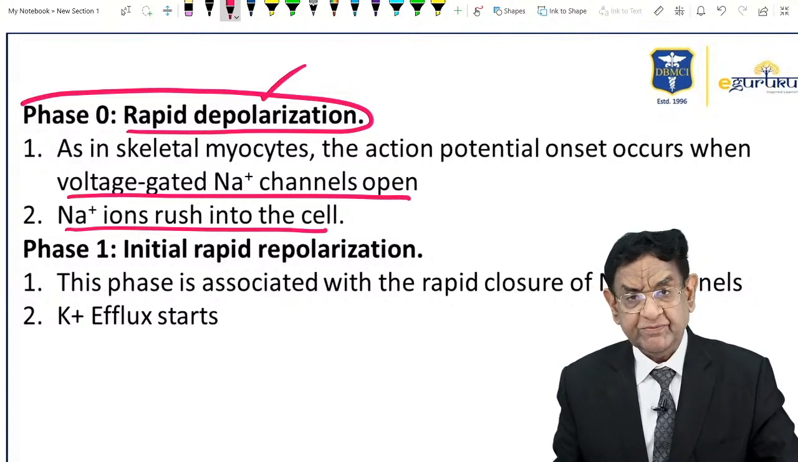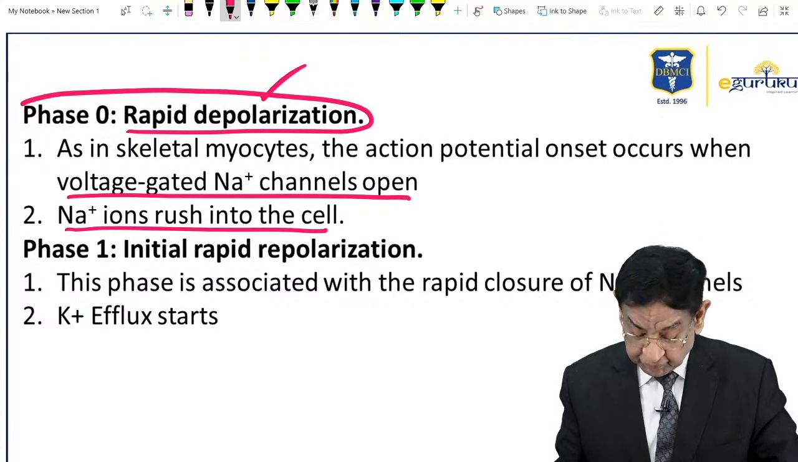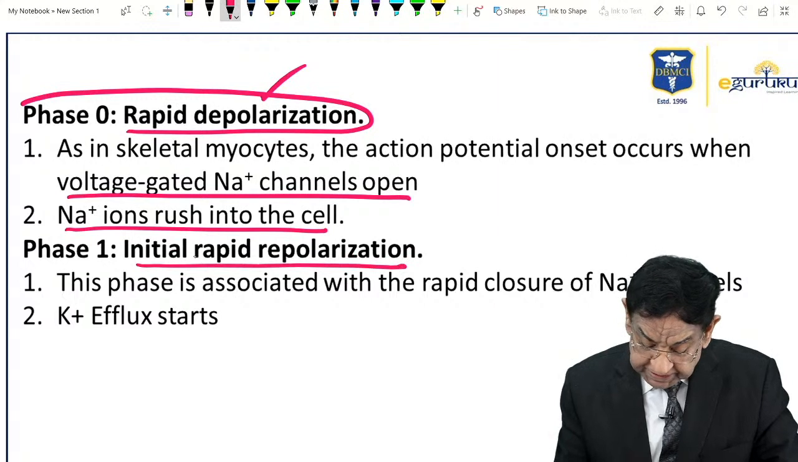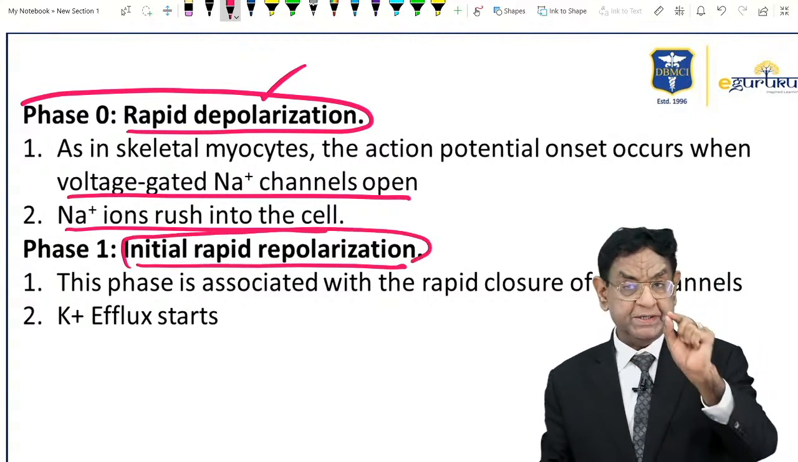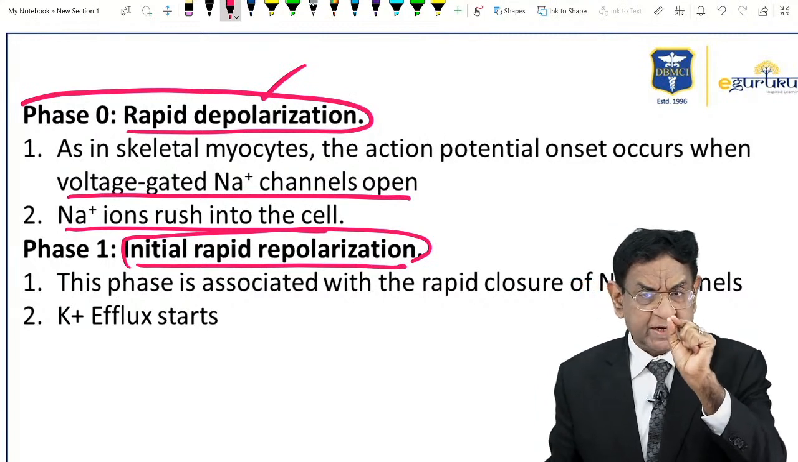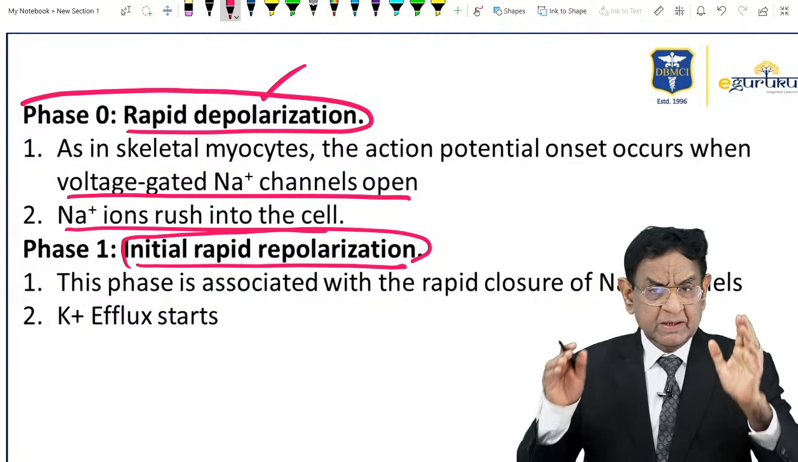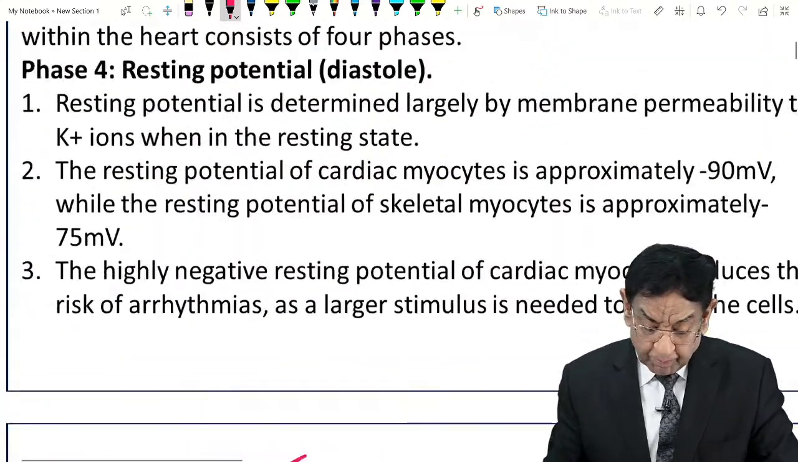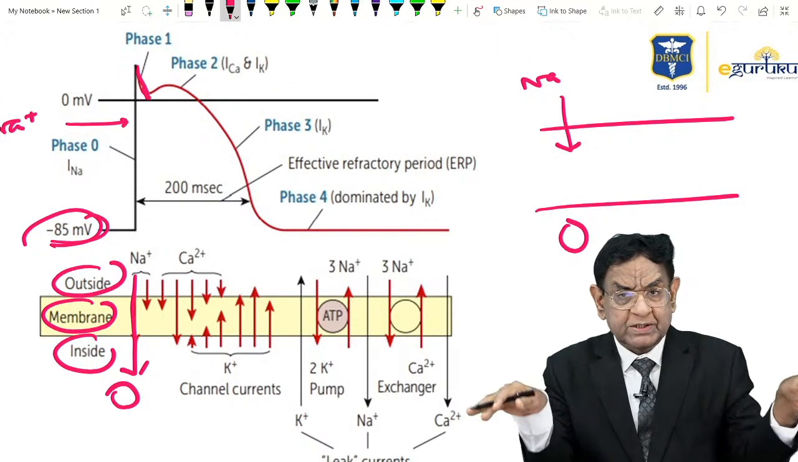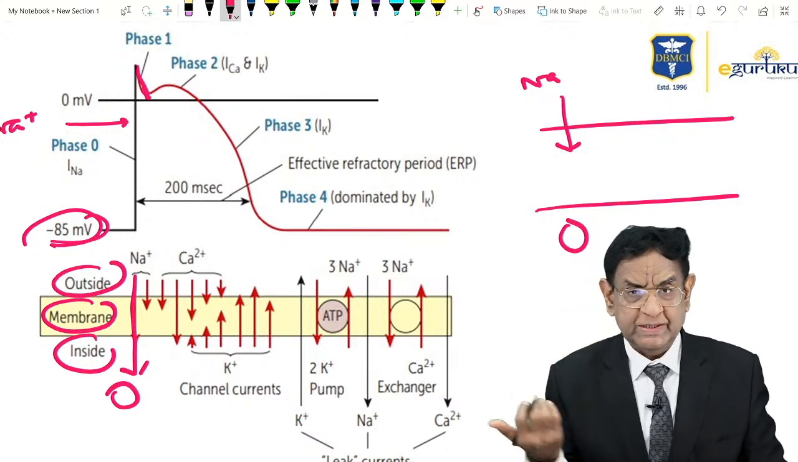After that, we have phase 1. It is initial rapid repolarization. Point to be noted, this is again one confusing point. It is repolarization. Again, we go back to the diagram. You are getting immediately repolarized, meaning it is going toward the negative side, coming back.